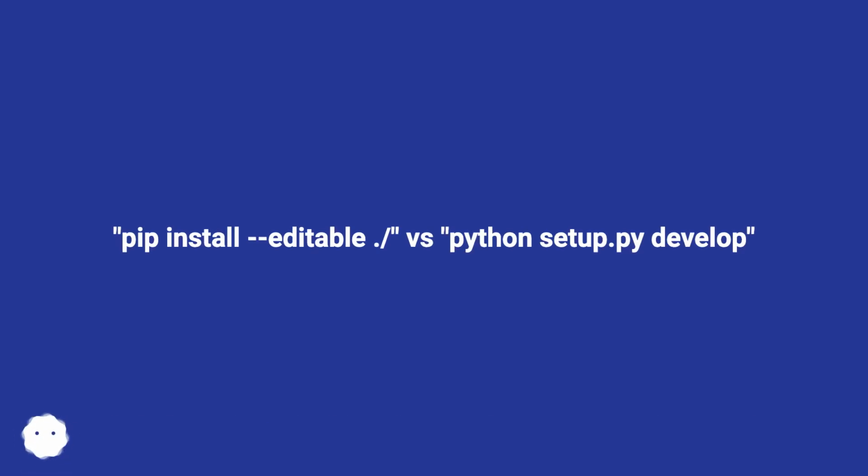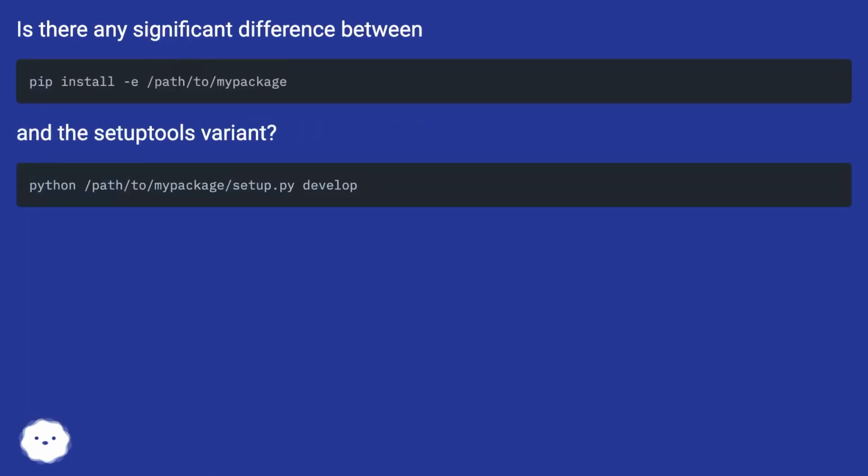Pip install editable versus python setup.py develop. Is there any significant difference between pip install -e and the setuptools variant?